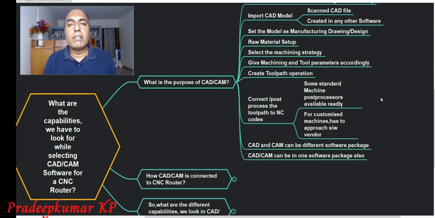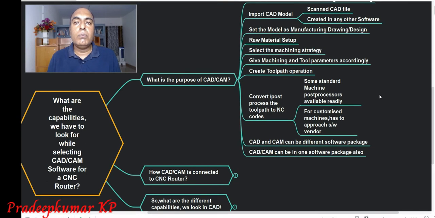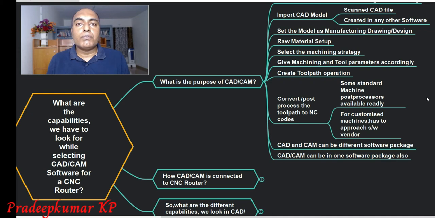Examples are ArtCam, Carco, Mastercam, and UGCam. They also have different modules, because big software has so many modules in a single package itself. So you can find different vendors with different kinds of software packages available in the market. Next we will see how CAD CAM is connected with the CNC router machine.